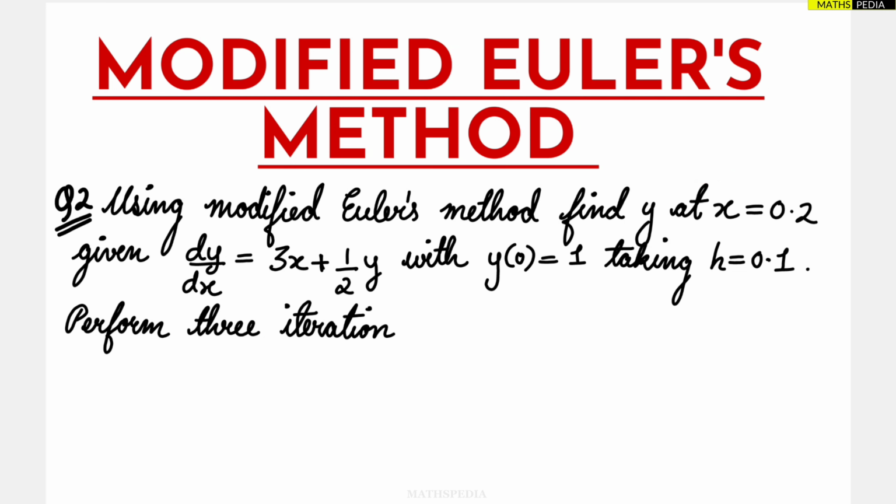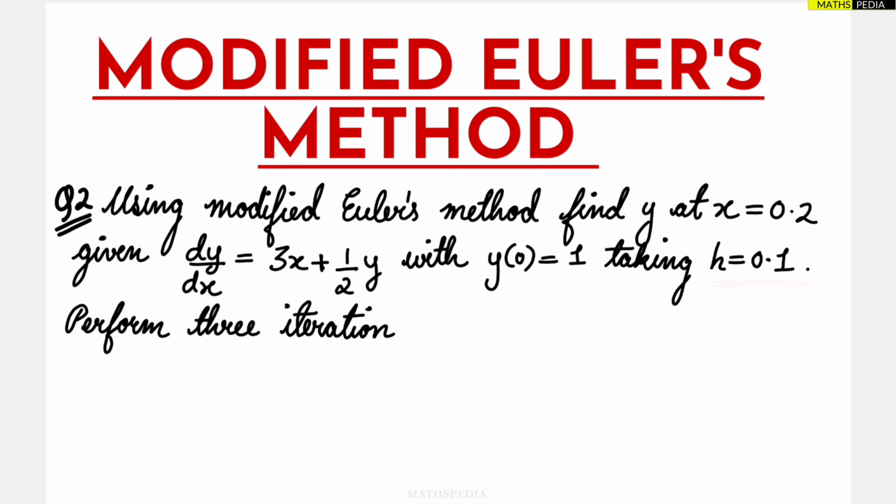Simple. Given dy by dx, either they will mention it as dy by dx or they'll just simply say y dash. It means the same thing. Equal to 3x plus 1 by 2y. This is given, so dy by dx is nothing but a function of x and y. And y of 0 is equal to 1. This is the initial condition given.